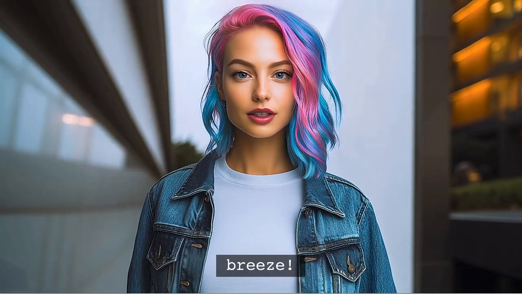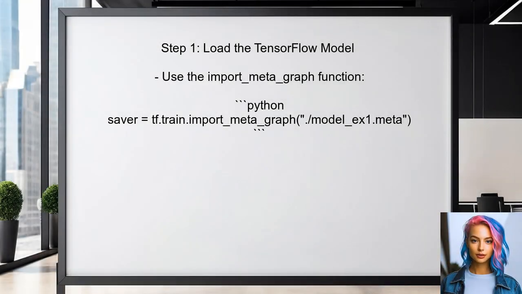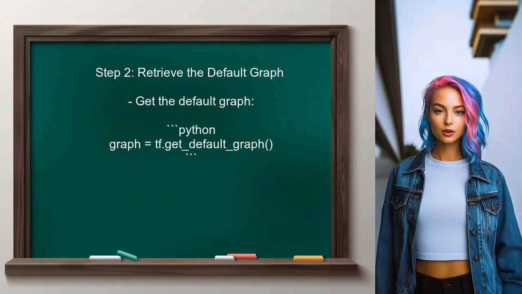To begin, the user should load the TensorFlow model using the import meta graph function. This will allow access to the graph structure of the model. Next, the user needs to retrieve the default graph. This is essential for accessing the placeholders defined in the model.